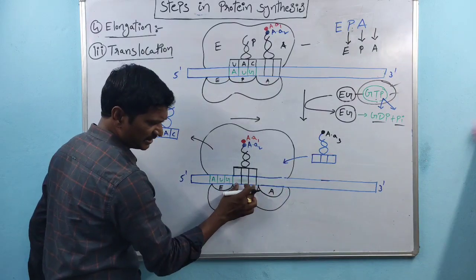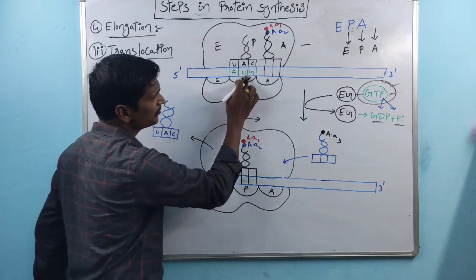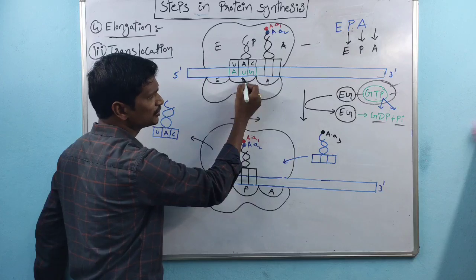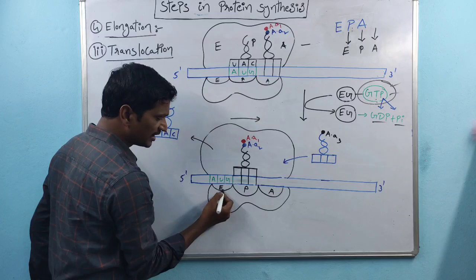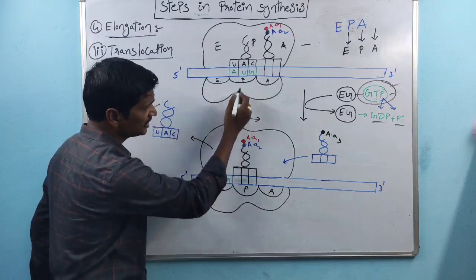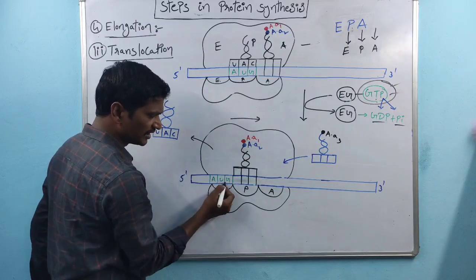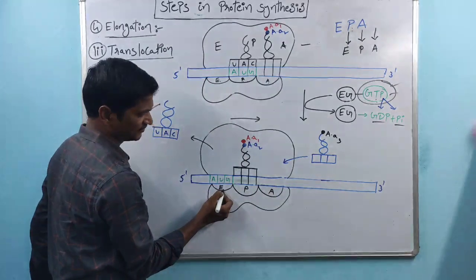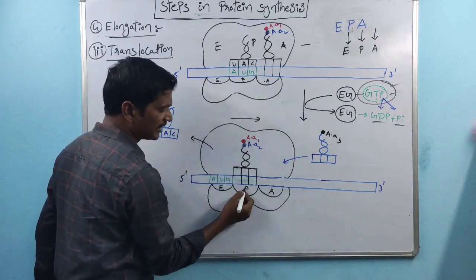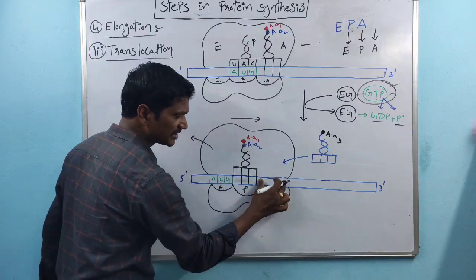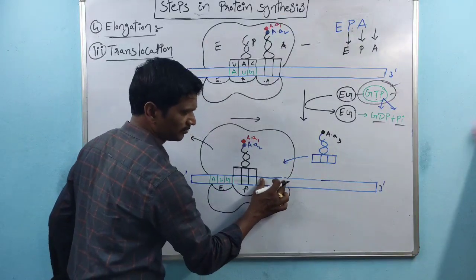See, this is the P site. Initially AUG is present in the P site. After translocation, with the movement of the ribosome, the AUG enters the E site. Then the codon at the A site enters the P site, and a new A site will be formed here. This is nothing but a new codon.